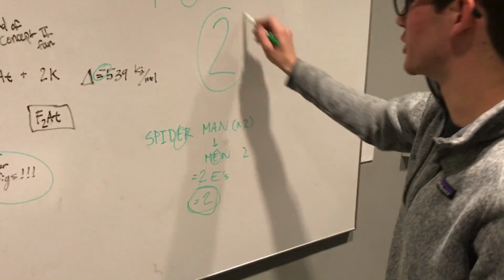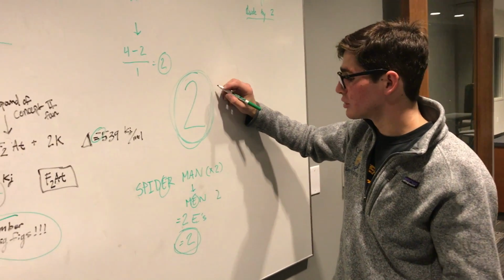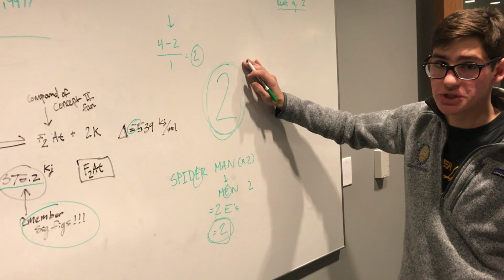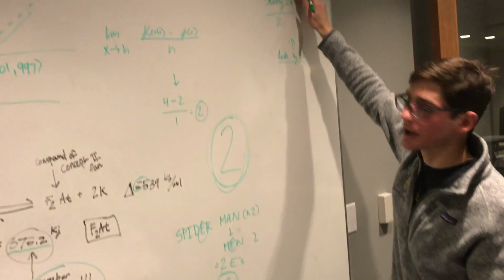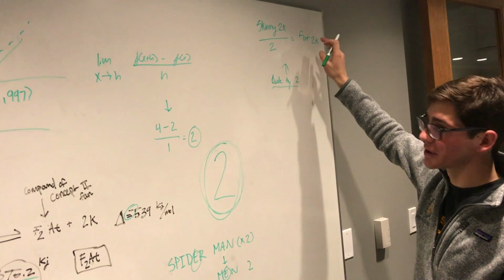So what do we do with this 2? With the number 2, what we can do is we can move that into our equation, which consists of divide by 2. So we take your skinny 2K, we divide it by 2, and we get the fat 2K.